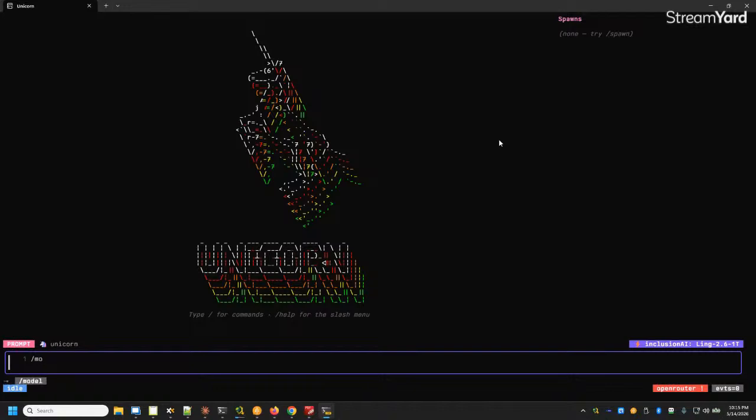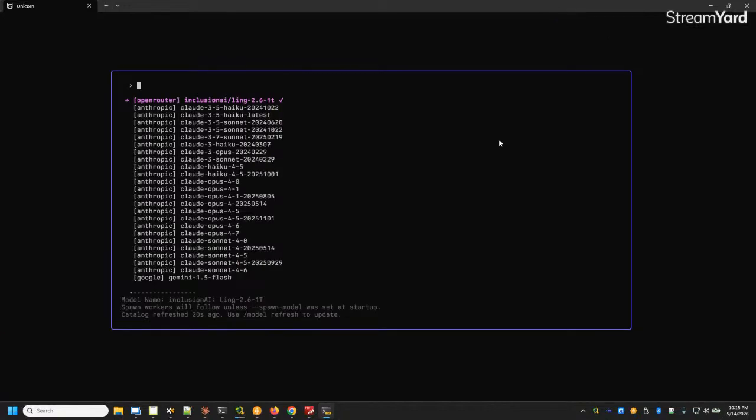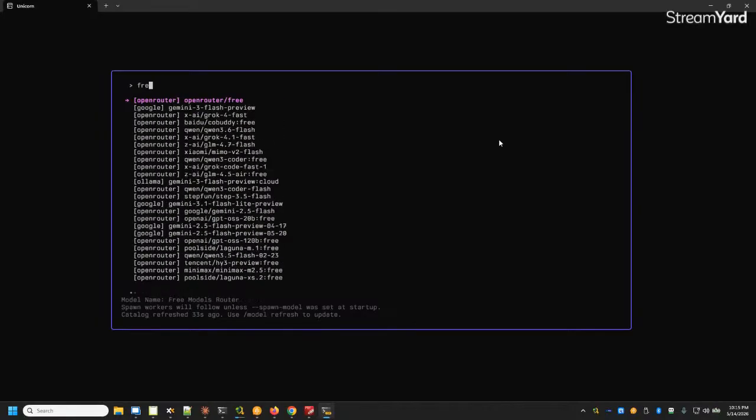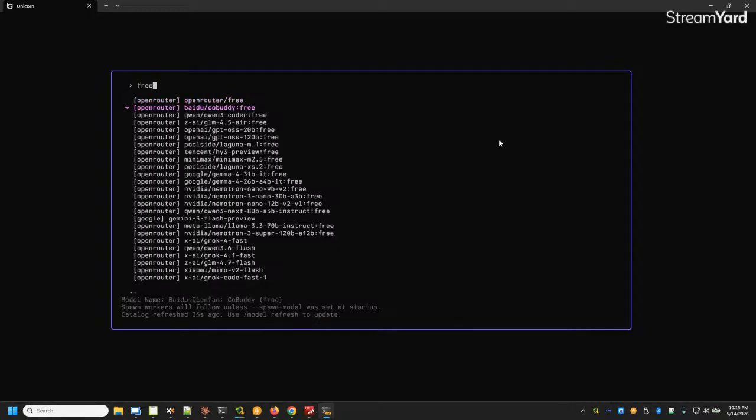So we do /model, and then I don't know if we put in... Yeah, we'll use the other free model. Can I do free and it'll pull up? OpenRouter free, Baidu, CoBuddy. No, none of these is what I'm looking for. I'm looking for the big models. Oh, does it have to refetch? I guess any of these are fine. Really?